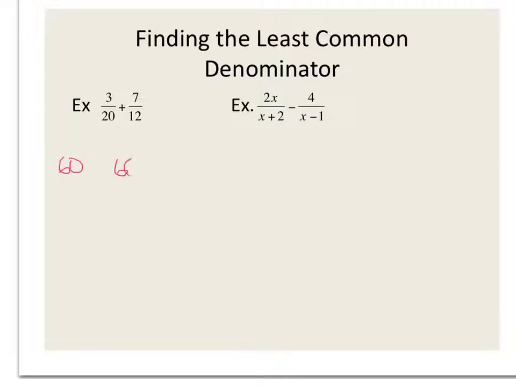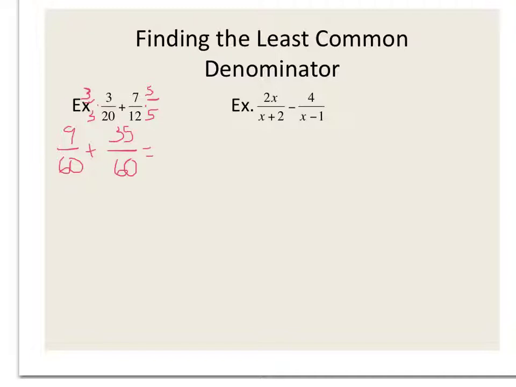So I'm going to change both of my fractions to have a denominator of 60. To get the 20 to turn into a 60, I have to multiply by 3. So I have to do the same thing to the top, and I get 9 over 60. To turn the 12 into a 60, I have to multiply by 5. So I do the same thing to the top, and I get 35 over 60.